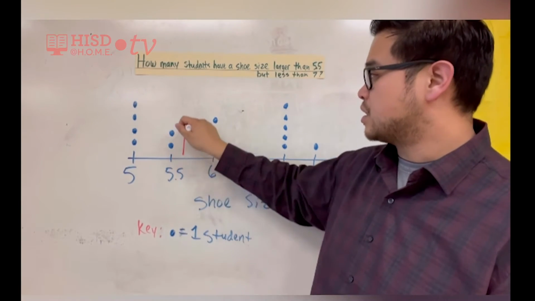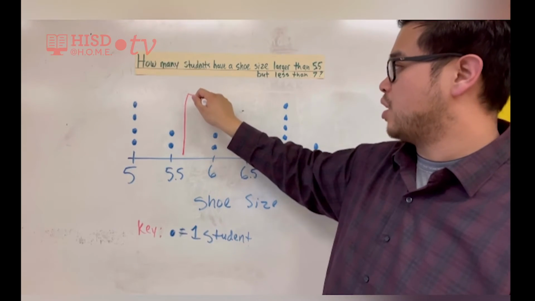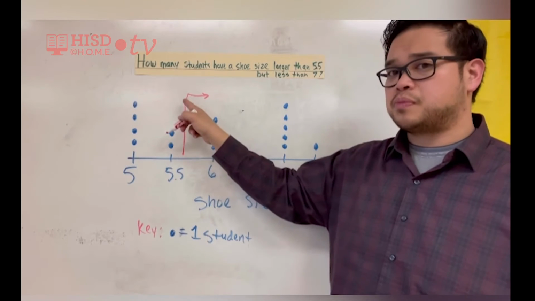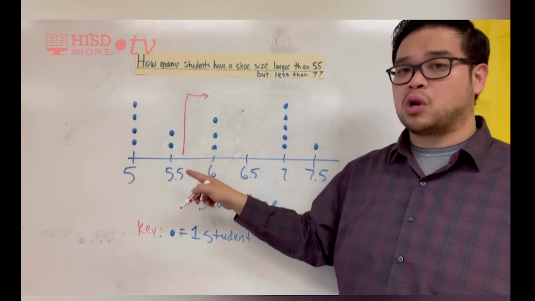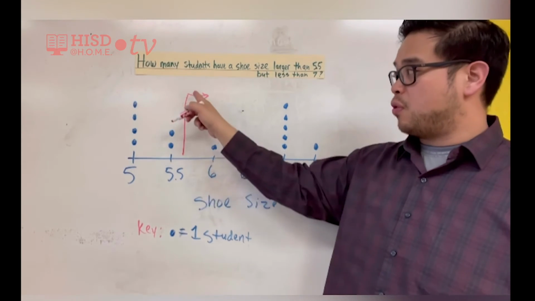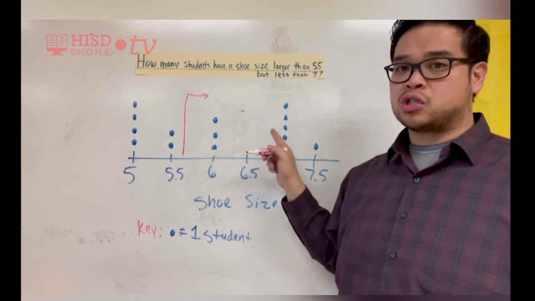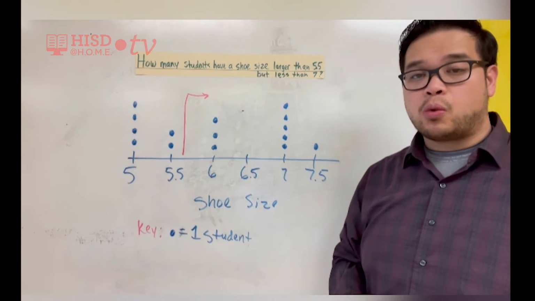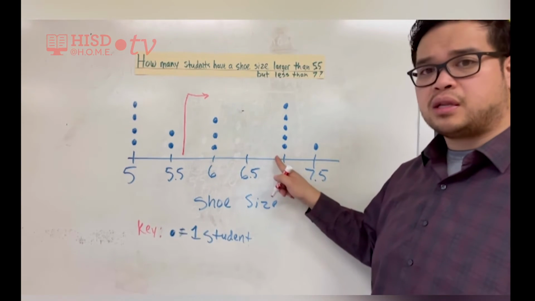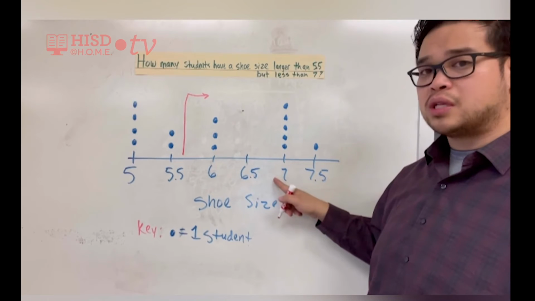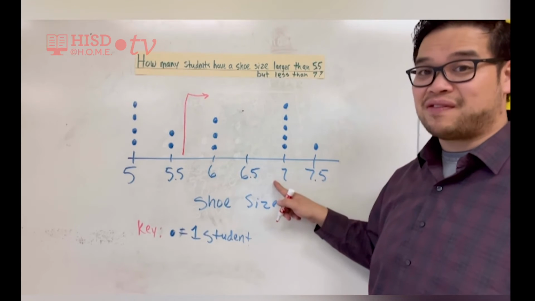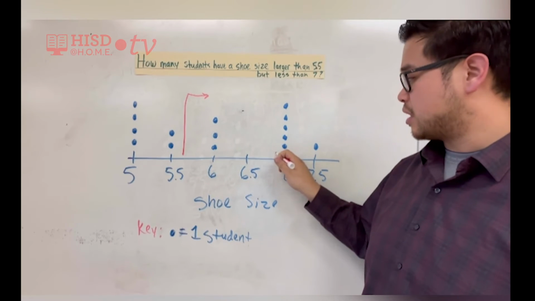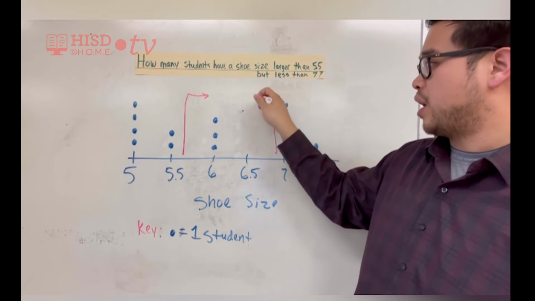So I'm going to draw a line to separate that and draw an arrow going that way. I'm going to say it again. I drew a line right after the 5.5, because we're doing larger than 5.5, and an arrow pointing that way to let me know I'm looking at the larger shoe sizes. And then less than 7. So I'm going to go to the 7. And again, it doesn't say to include the 7, it just says less than 7, not 7 and less. So I'm going to go in front of the 7 because that's less than 7, draw a line up and an arrow going this way.